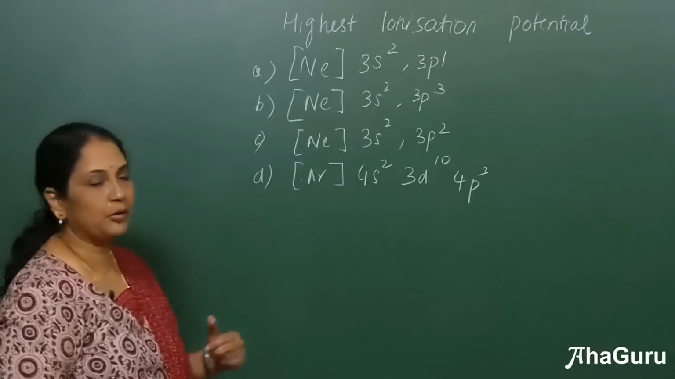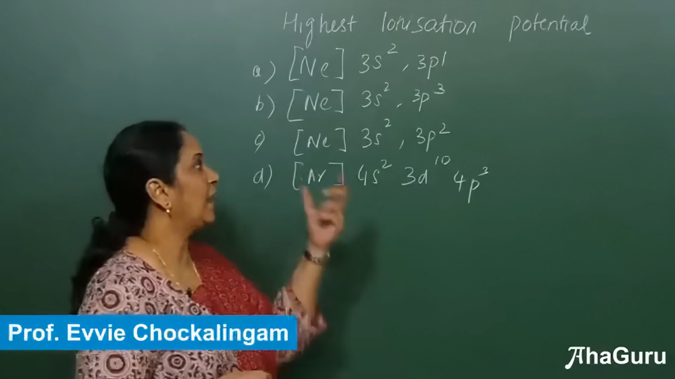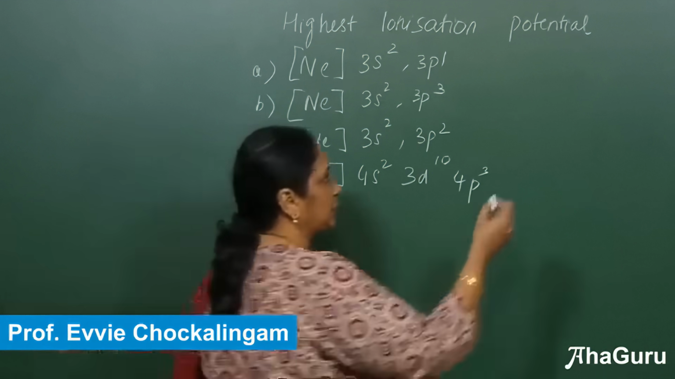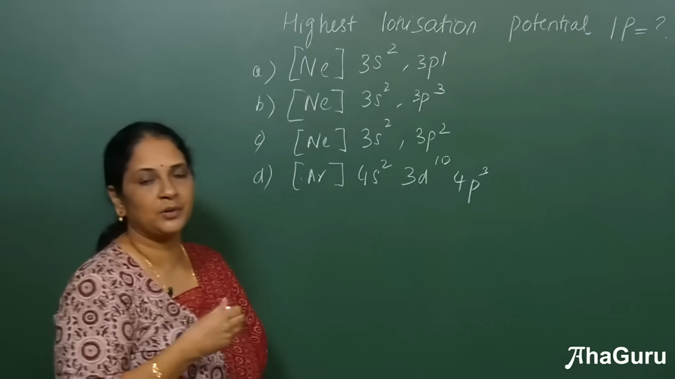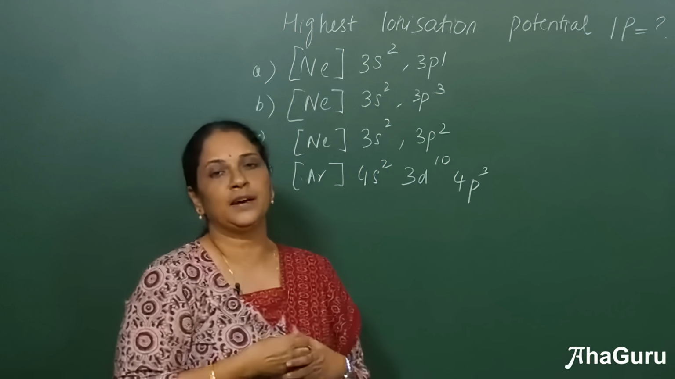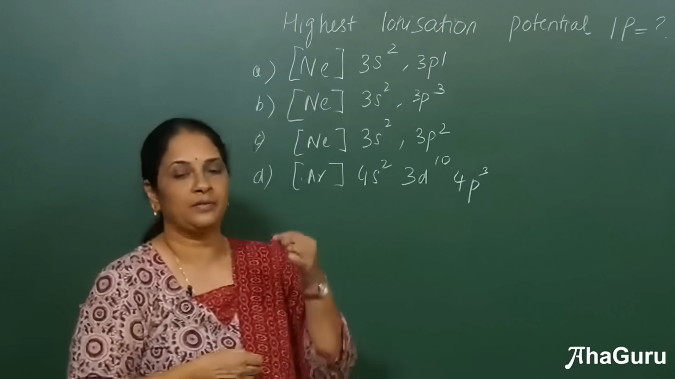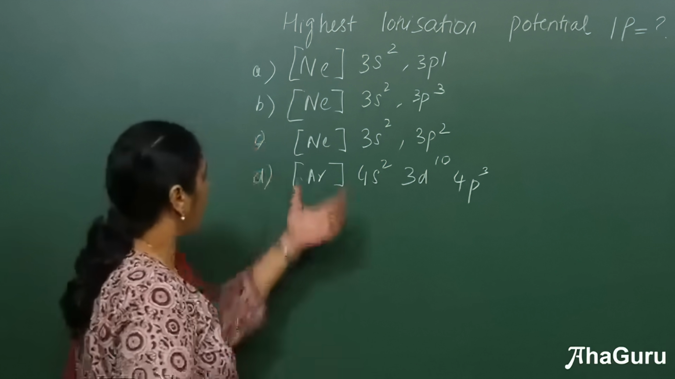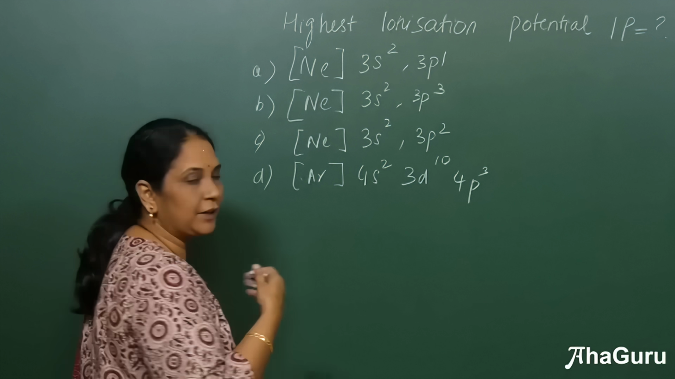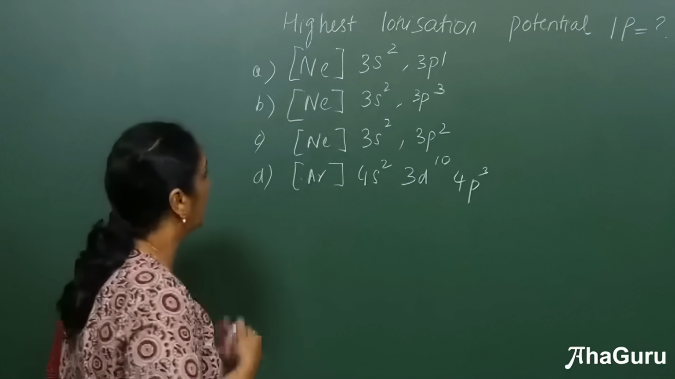In this problem we have to find which one among these will have the highest ionization potential, IP. So, what is ionization potential? It is the energy required to remove the electron from the valence shell of a gaseous atom. Now, among these, I have already told you some exceptions and rules.